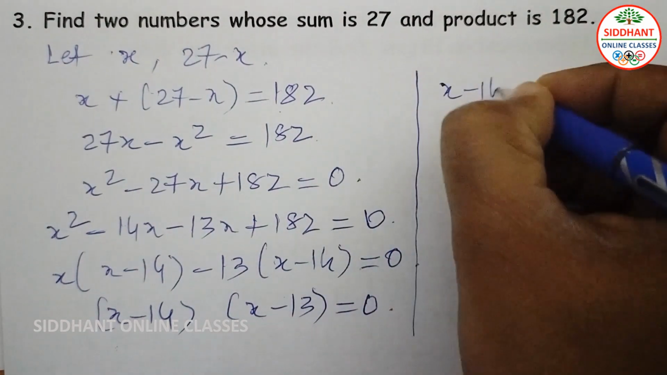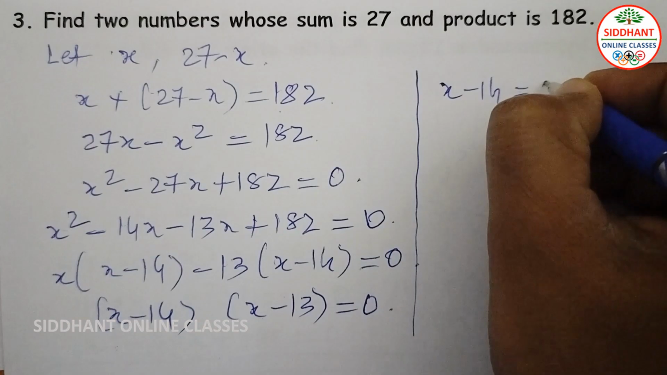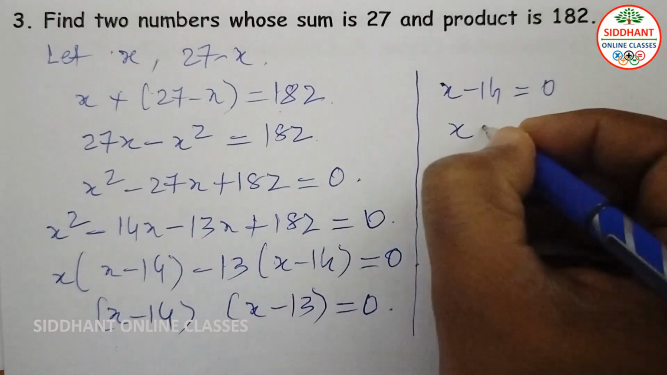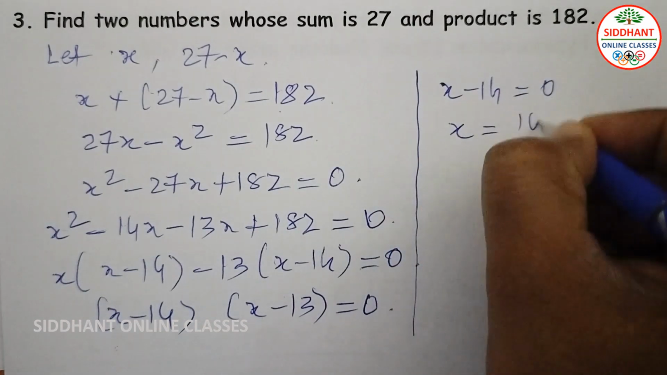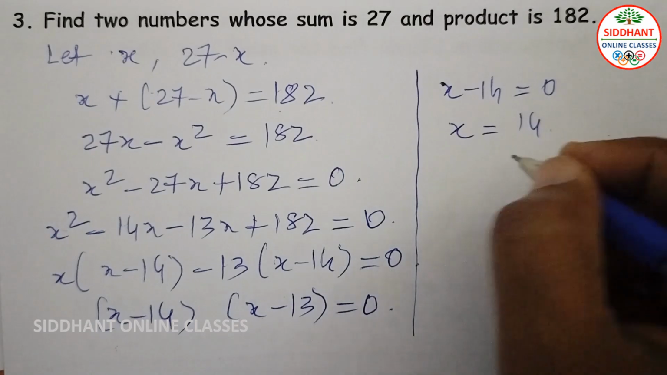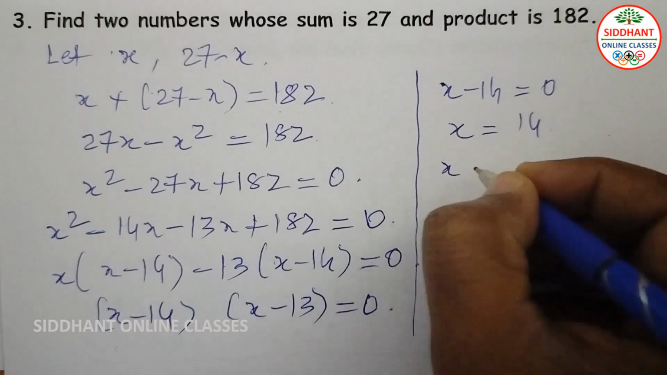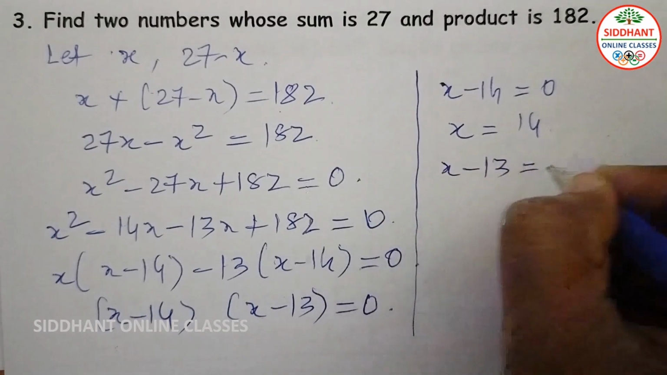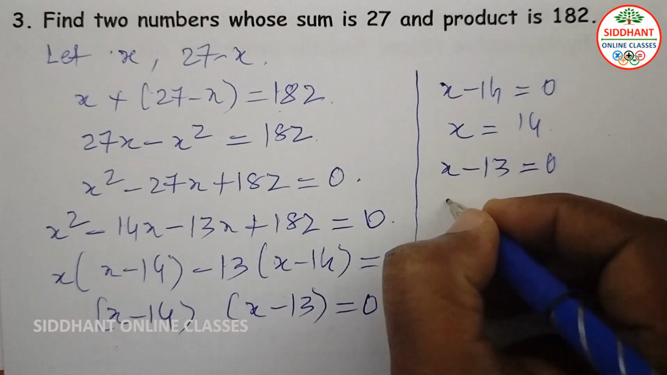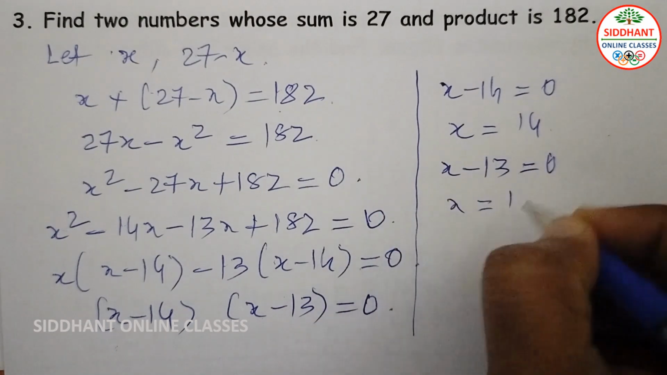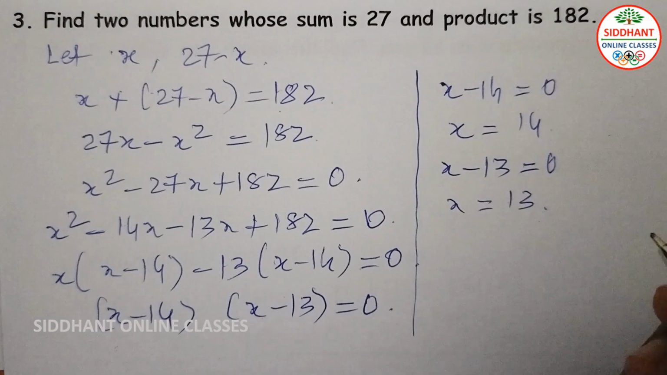So x minus 14 equal to 0, so x equal to 14. And here x minus 13 equal to 0, and x equal to 13 here.